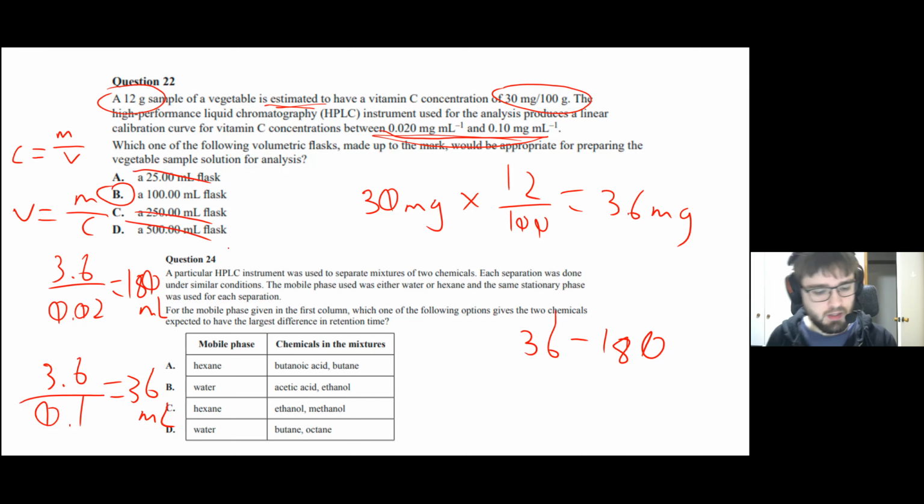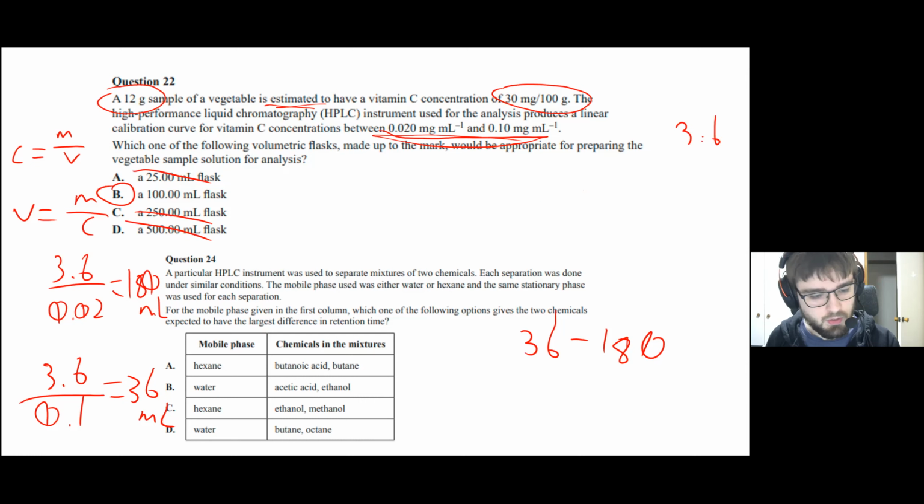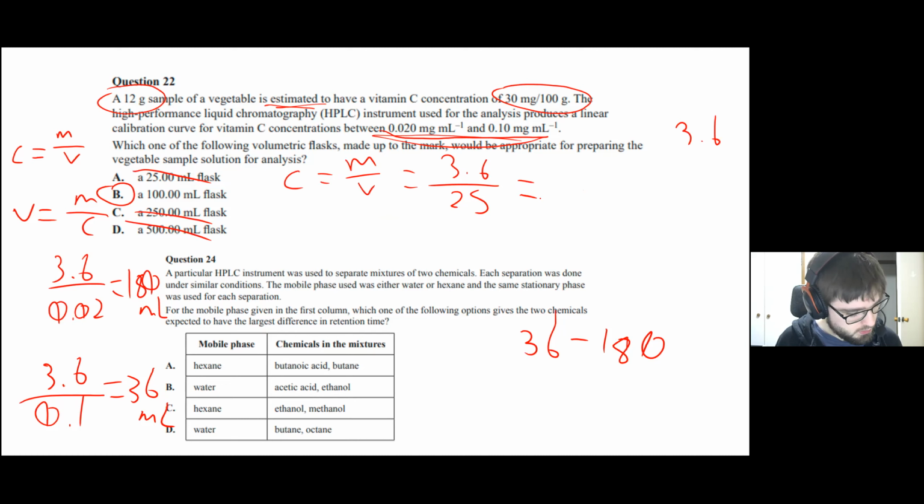Now, that's one way of doing it. The other way you could do it is, once you know your 3.6, we could just use the C equals M over V and say 3.6 and then test out all of these four values. 3.6 divided by 25 is equal to 0.144. 0.144 is going to be above this concentration. So therefore, we can't use 25 mils here. And then you could try it for B, C, D, and you should find that B is the only correct answer out of any of those.